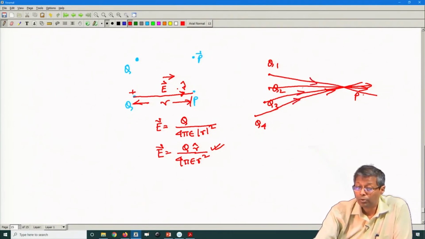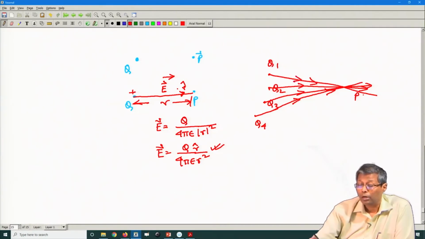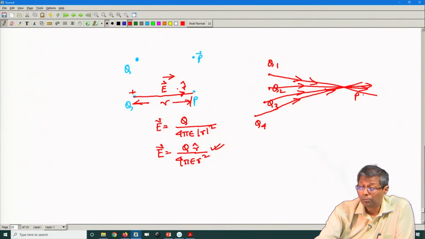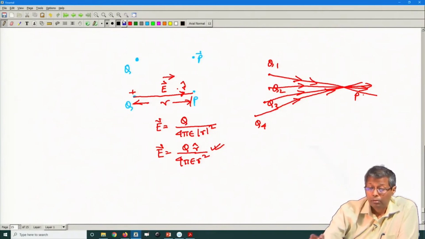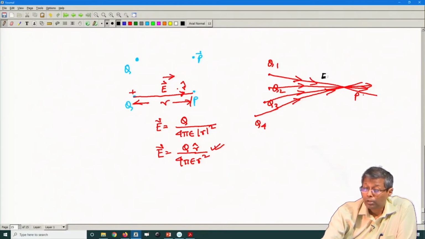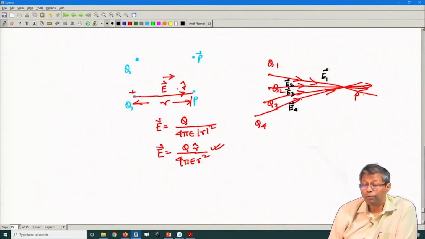So, this one, this one, this one, this one. The electric field at point P due to Q1 plus the electric field at point P due to Q2 plus the electric field at point P due to Q3 plus the electric field at point P due to Q4. So, this will be E1, that will be E2, that will be E3 and this will be E4. So, you have to perform many vector additions, and if the number of charges is very, very large, it becomes a very cumbersome process.